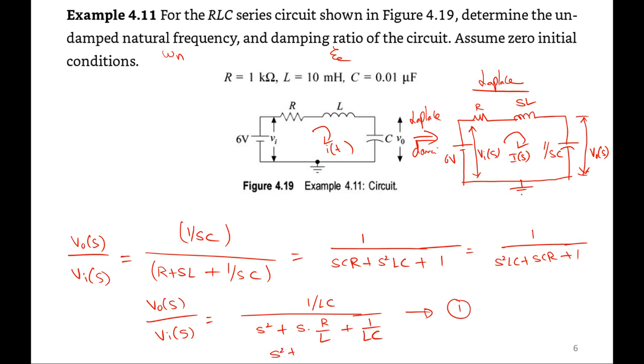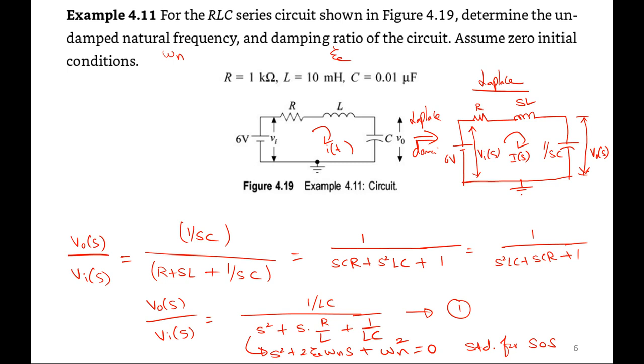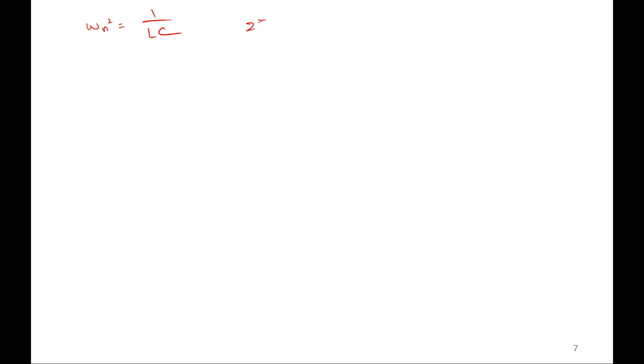S squared plus 2 zeta omega n s plus omega n squared equals 0. This is the standard form of a second order system. Compare this equation with it. Omega n squared is 1 by LC. Just compare: then 2 zeta omega n is R by L.